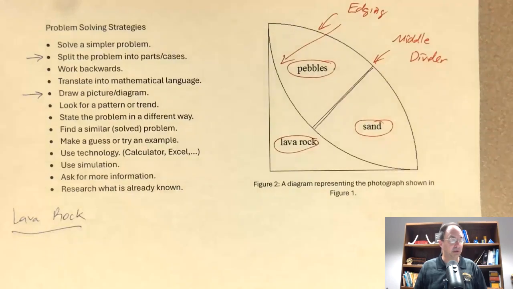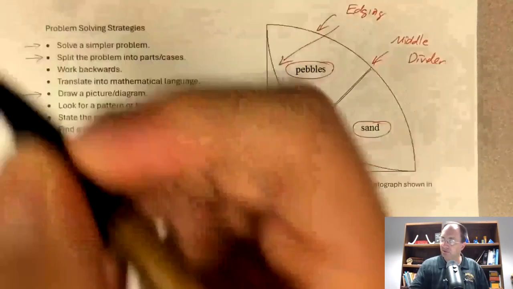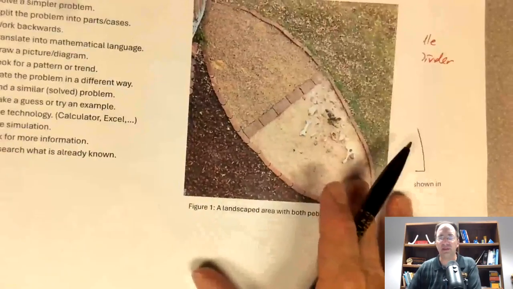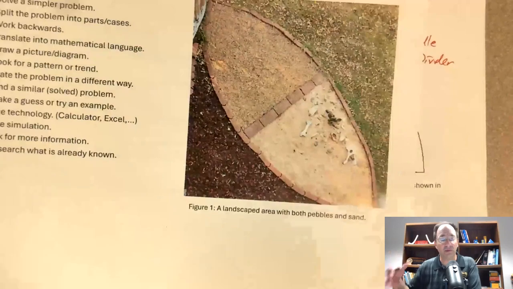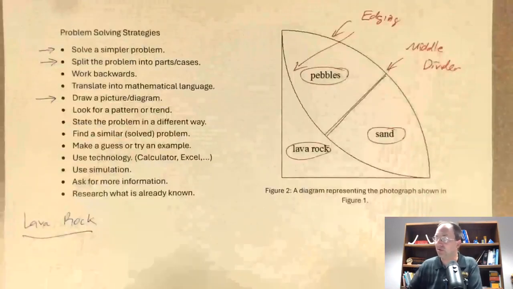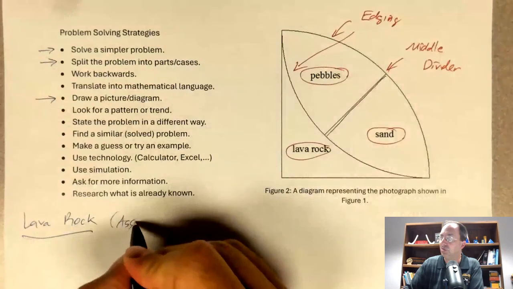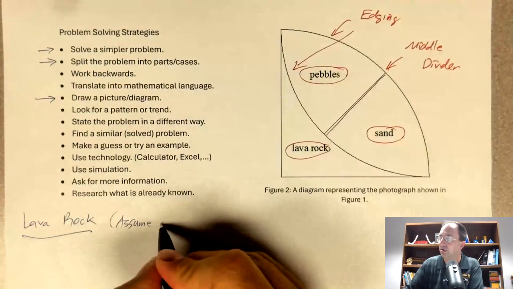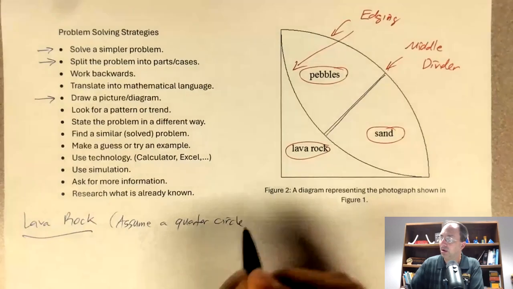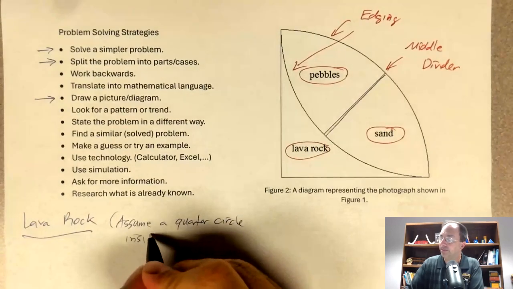All right, so what else? Well, we can simplify the problem a little bit by assuming that this is a quarter circle. It's not entirely clear from the diagram that that's the right curve, but on the other hand, we have the permission to design this to make it simpler, and so we're going to assume a quarter circle inside a square.